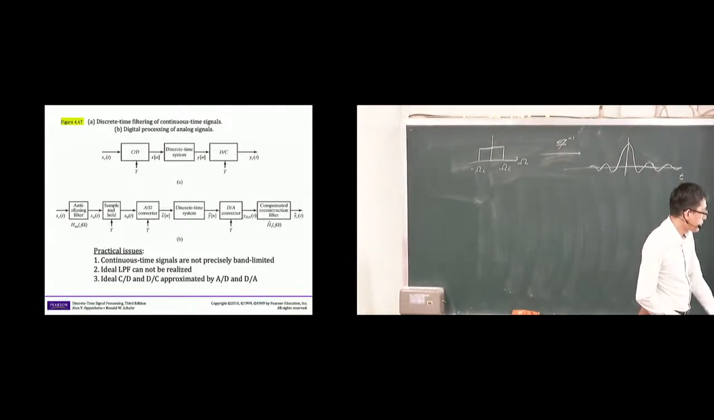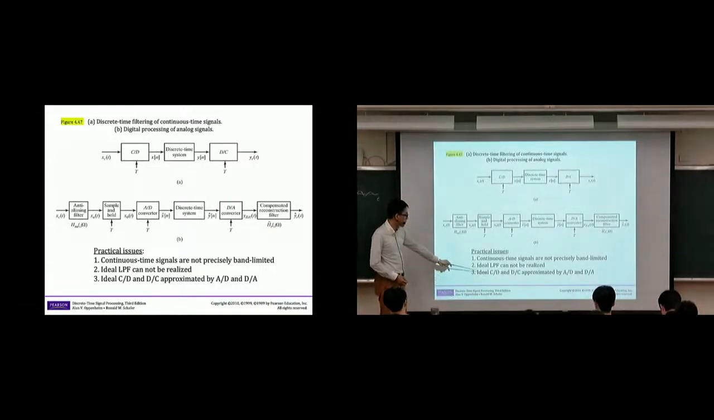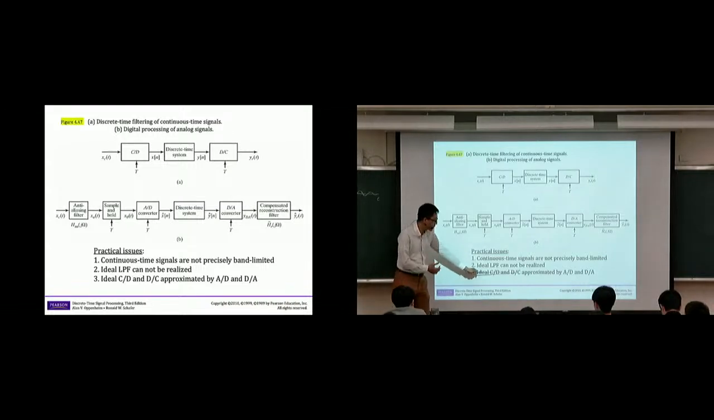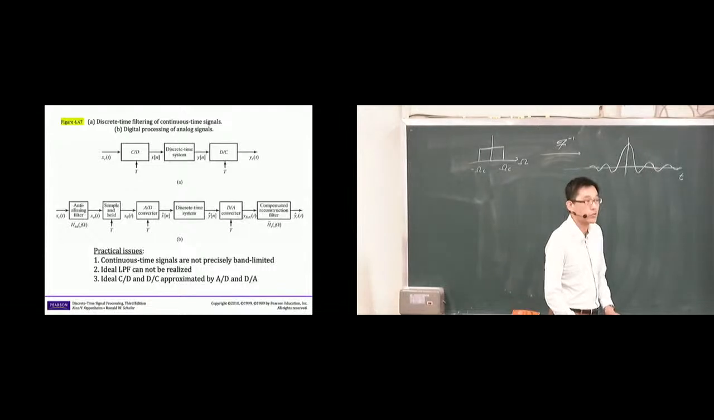And the third practical issue is that ideal C to D and D to C conversion does not worry about quantization. But now we need to start to worry about it. We need to worry about how many bits we have and how much quantization error that will introduce. Again, ideal C to D and D to C are both ideal concepts. In practice, they need to be replaced. They can be approximated by A to D and D to A conversion. A stands for analog, D stands for digital.